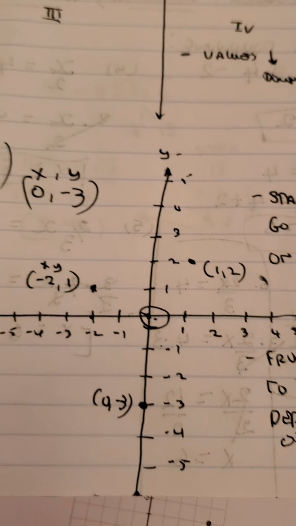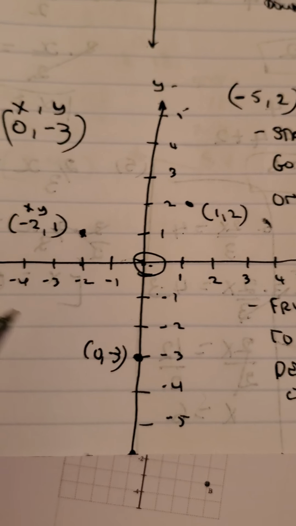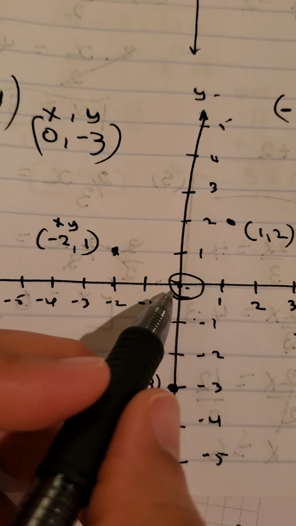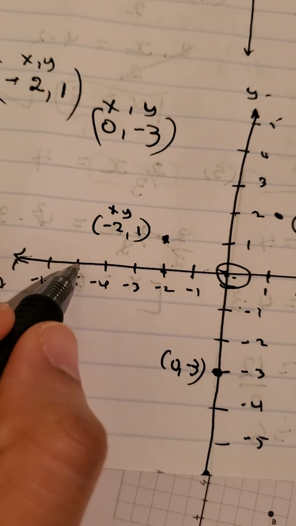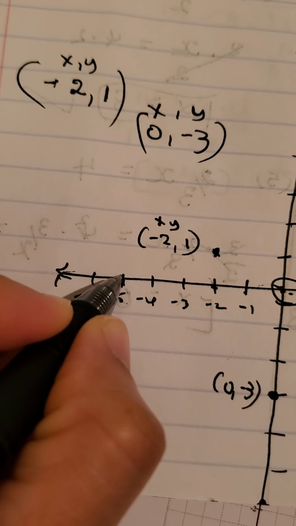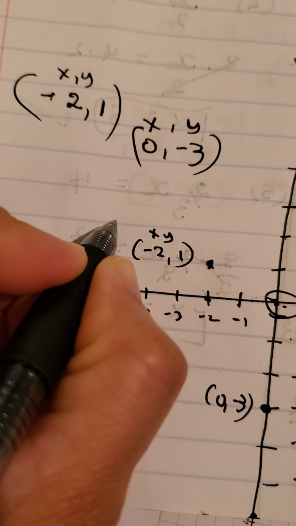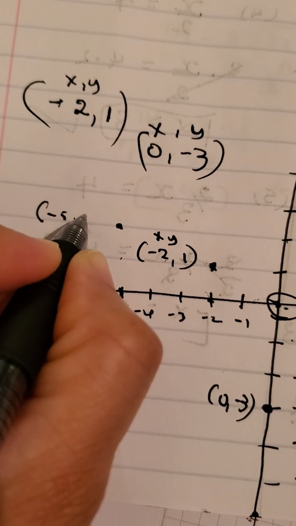Let's say I want to plot negative 5, 2. From the origin, I'm going to go 5 places to the left: 1, 2, 3, 4, 5. And then I'm going to go up 2 places because that's my y. My x is negative, my y is positive. So from x, I go up 1, 2. This is my point, negative 5, 2.